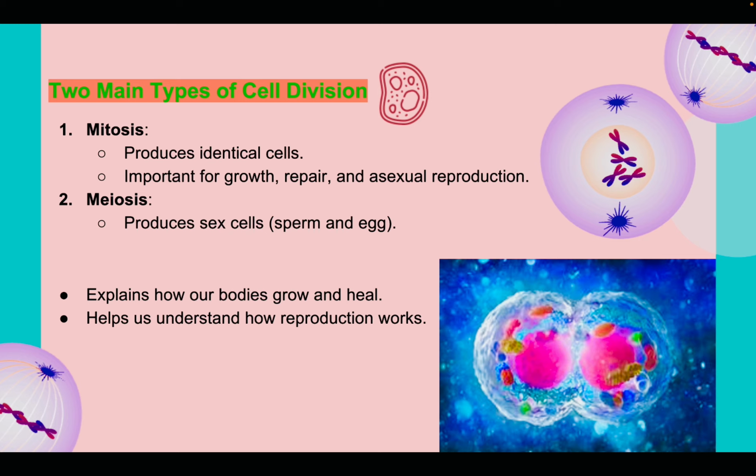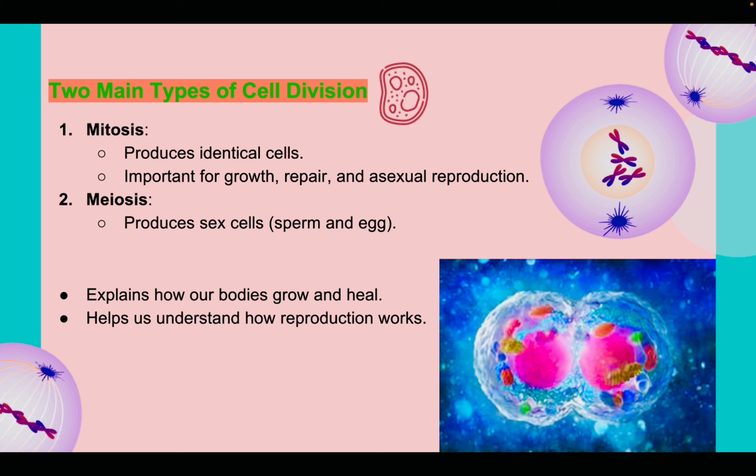And in meiosis, it basically creates sex cells, sperm in males, eggs in females, and these cells have half the usual number of chromosomes that are necessary for reproduction, and that way this ensures that offspring have the right amount of genetic material. So basically, think about how your body repairs after a cut, or how you inherit traits like eye color. That's all thanks to cell division.